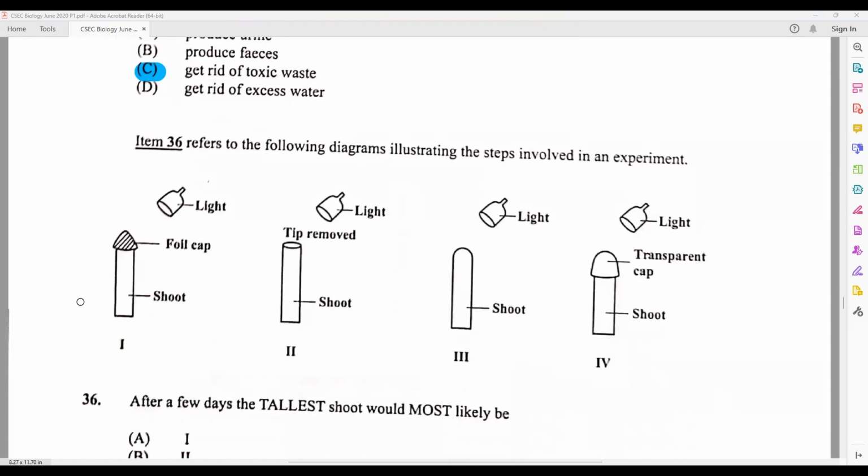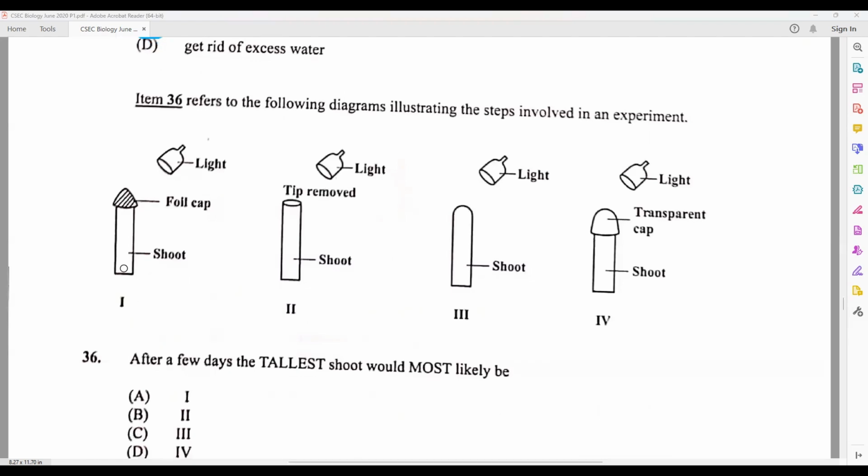Item 36 refers to the following diagrams illustrating the steps involved in an experiment. We have them set up here, and we have light for all of them. They are just changing the tips. All right, so one has foil, one has the tip removed, one is nothing. This one would be the control, actually, and the transparent cap on the fourth.